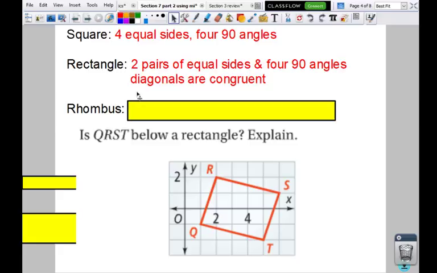So if you're looking at a rectangle, which we're going to do in just a second, you can either say, well, I've got 2 pairs of equal sides and 4 90-degree angles, or you can say, oh, my diagonals are congruent, it's automatically a rectangle.